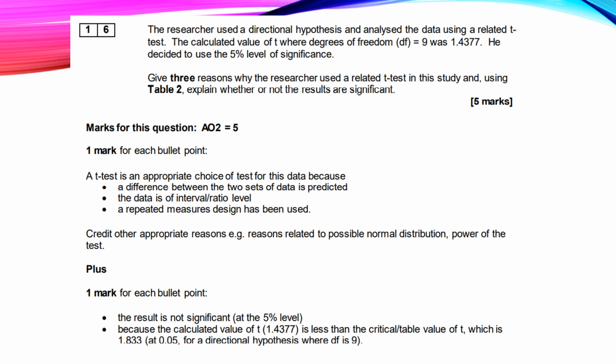It was all AO2 marks. This is application, and you'll see we've got a difference between the two sets of data is predicted. The data is interval, a repeated measures design, and then we've got whether the results are significant. Result is not significant. And then the explanation is because that calculated value of t, that 1.4377, is less than the critical value of t, which is 1.833 at the 0.05 level for a directional hypothesis where degrees of freedom is 9. So you need to make sure you're integrating all those parts of the question, even the degrees of freedom and the fact that it's a directional hypothesis, into that answer.